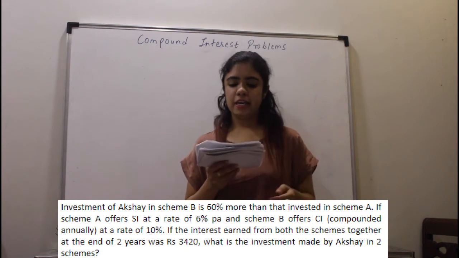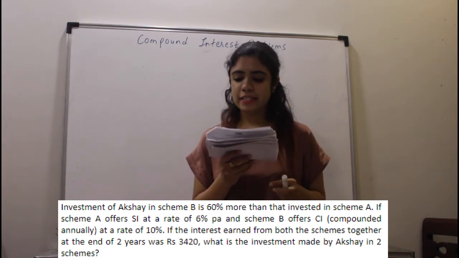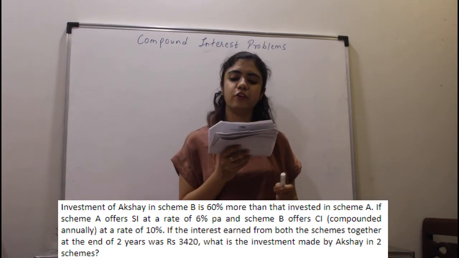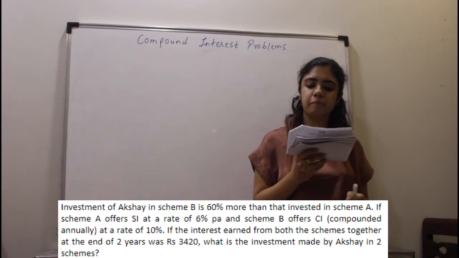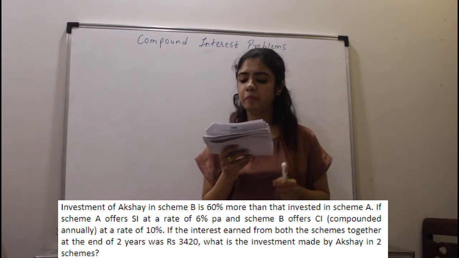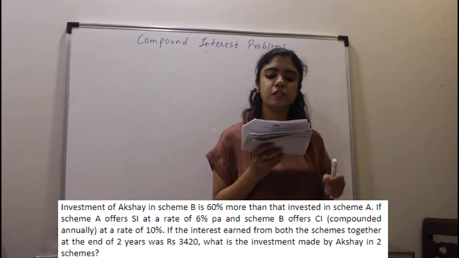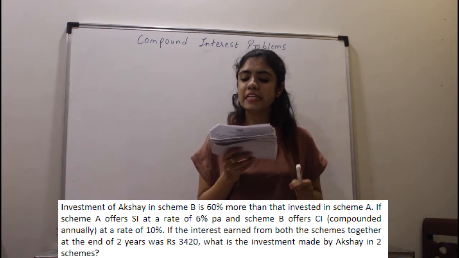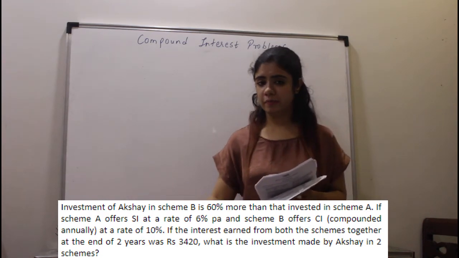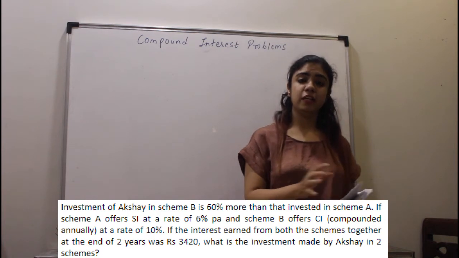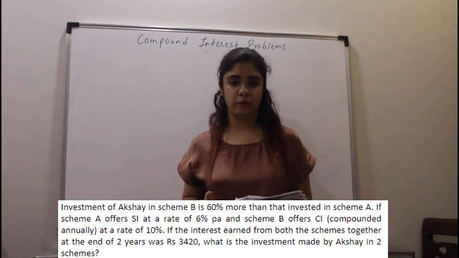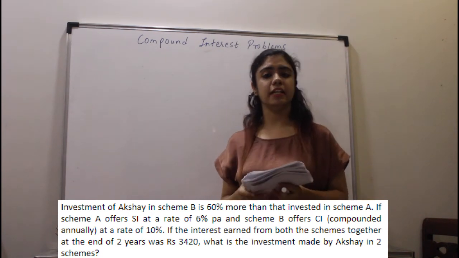What does it say? Investment of Akshay in scheme B is 60% more than in scheme A. If scheme A offers simple interest at a rate of 6% and B offers compound interest compounded annually at a rate of 10% per annum, the interest earned from both the schemes together at the end of 2 years was 3420. What is the investment made in the two schemes? First money is invested for simple interest, second is given in compound interest. After 2 years the total interest received was 3420. How much money did he invest? That is the question asked.